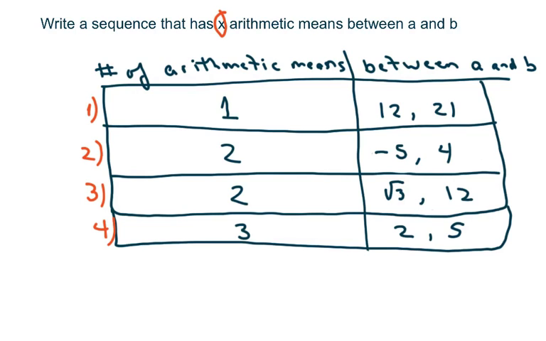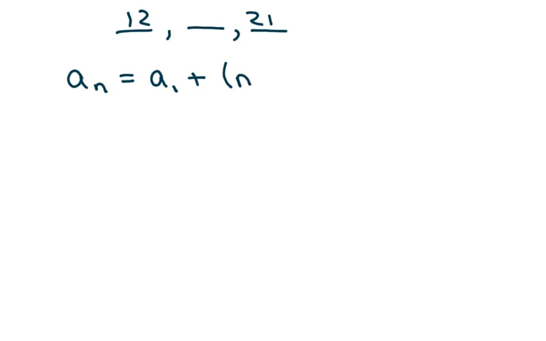And so I'm going to start with this first one, number 1, and we have one arithmetic mean in between 12 and 21. So basically we have 12, and we don't know, we have one slot there, and 21. And what you're going to use is your nth term formula for arithmetic means, which is the first term plus your number of terms minus 1 times your common difference.